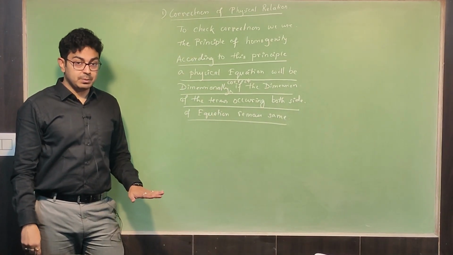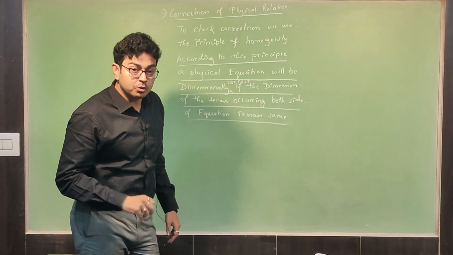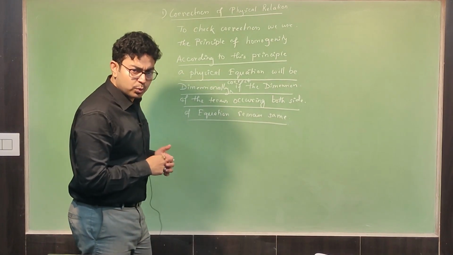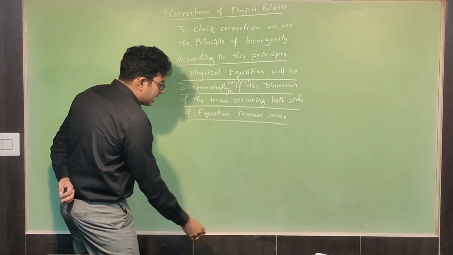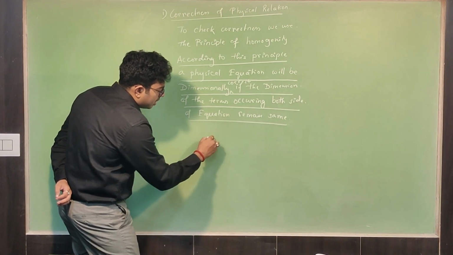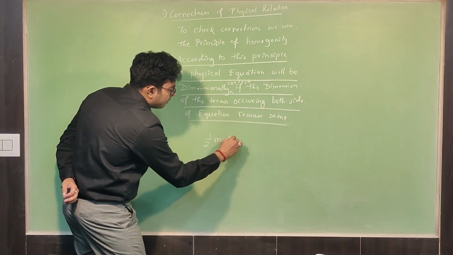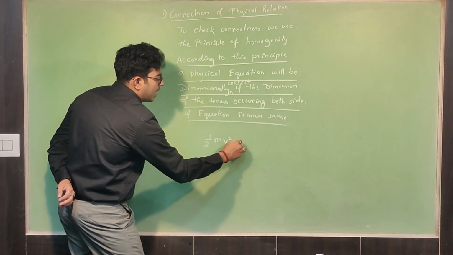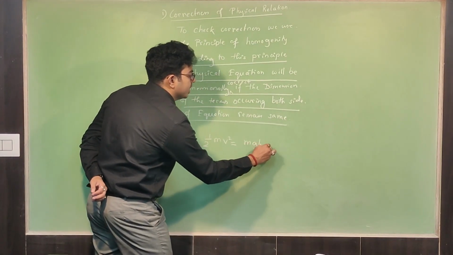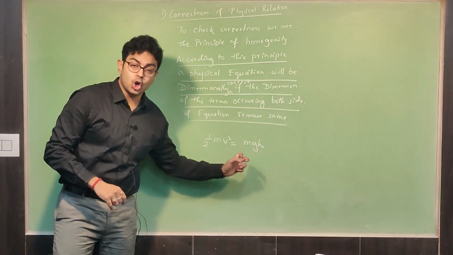So what does that mean? That means with the help of dimensional analysis, you can find out whether the given equation is dimensionally correct or not. Let us find one example. For example, if I say half mv square is equal to mgh, is this equation dimensionally correct or not?